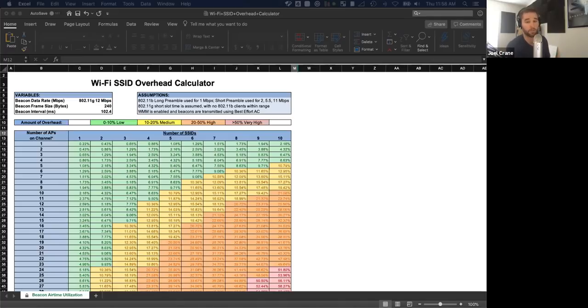I've honestly never seen that chart before, so I'm excited to spend some time looking at that later. I just want to learn more about that.